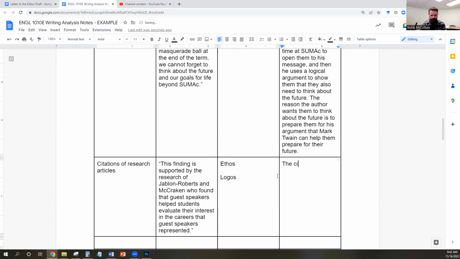the citations accomplish two things. First, they build Dominic's reputation in the audience's eyes as a serious student and well-read researcher. This means that they can trust his argument.